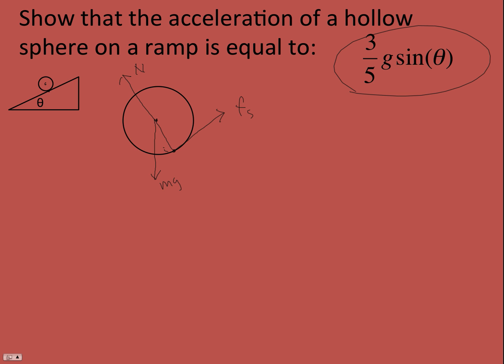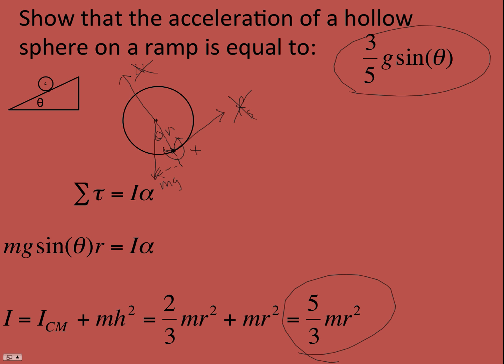And this time I'm going to sum the torques about the contact point. And so the sum of the torques equals I alpha. So does friction have a torque? No. No lever arm. Does the normal force have a torque? No. No lever arm. The only thing with a torque now is the weight. And it's not perpendicular to the lever arm. And so it's mg sine theta, it's opposite theta. It's the perpendicular component times the radius equals I alpha.